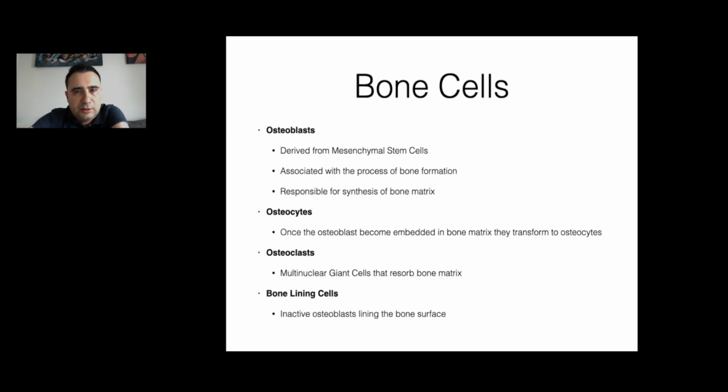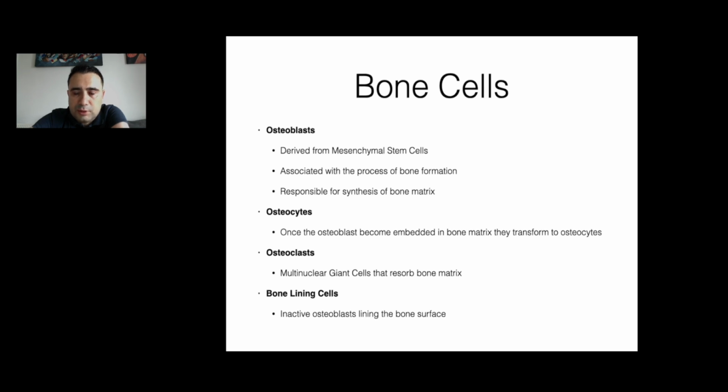Now take a look at the important part of the bone tissue, which are the bone cells. There are four types of cells in bone, which are osteoblasts, osteocytes, osteoclasts, and bone lining cells. Osteoblasts are derived from mesenchymal stem cells. They originate from mesenchymal stem cells. They are associated with the process of bone formation. They make bone tissue. They are responsible for synthesis of bone matrix.